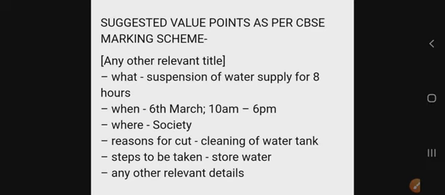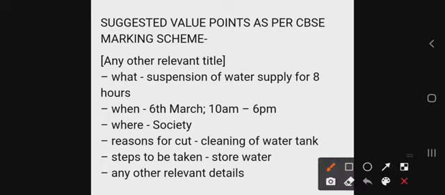What will be the suggested value points, children? See, CBSE has given some value points on which you will be marked. Any other relevant title should be there. What does CBSE expect? What, when, where should we answer? What is the suspension of water supply? You must have written about it for 8 hours. When? 6 March, 10 a.m. to 6 p.m. Where? Society. Reason for cut? Cleaning of water tank. Steps to be taken? Store water.